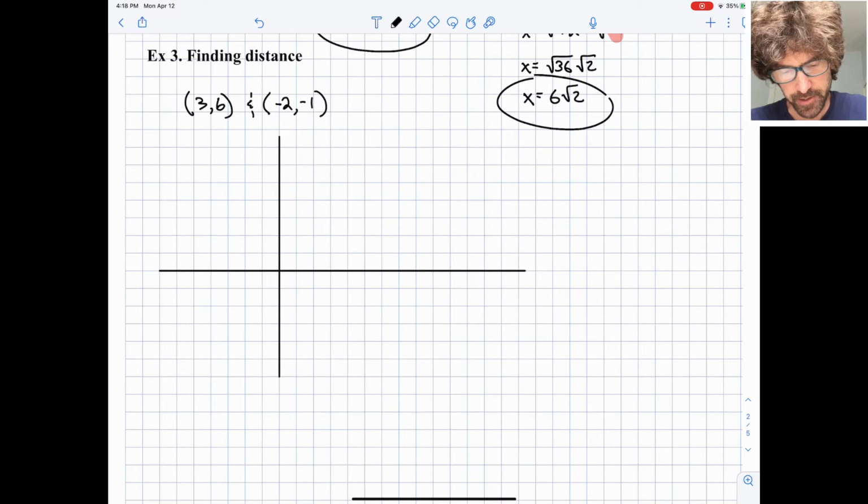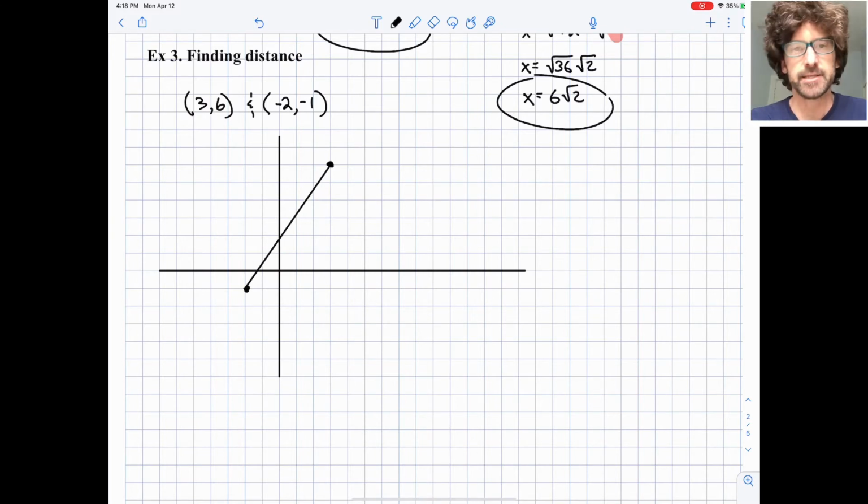So let's plot these points over 3 up 6. So that's 3 comma 6, and negative 2 comma negative 1 would be right there. So we're looking for the distance between those 2 points. I can tell that that's going to be the hypotenuse of a right triangle, so I can draw in the right triangle here.